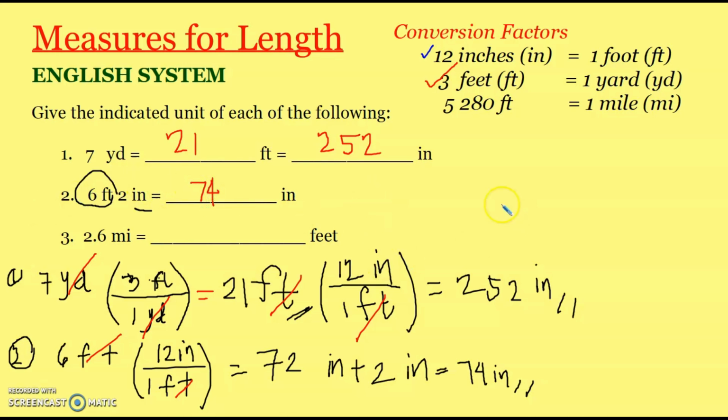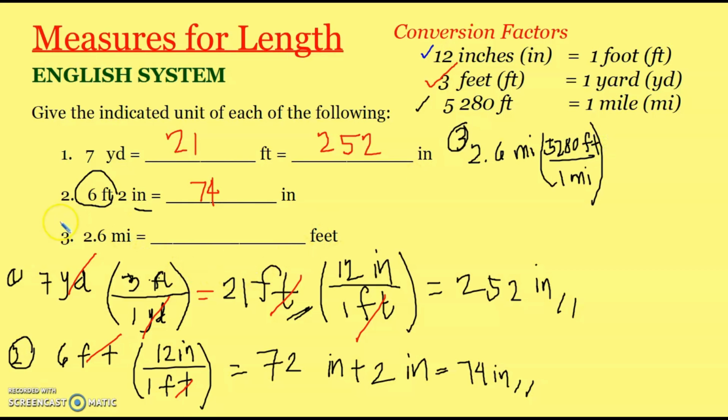The next one is 2.6 miles to be converted into feet. So maybe I'll be writing my solution here. The 2.6 miles we multiply by the conversion factor, 5,280 feet in a mile. We need to get rid of miles, so miles goes on the bottom, and the 5,280 feet on top.